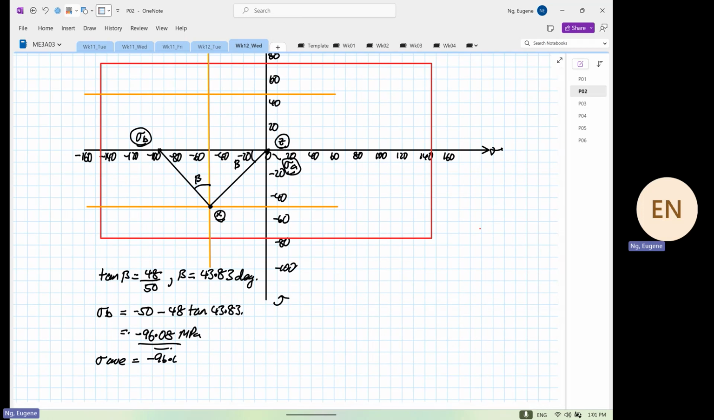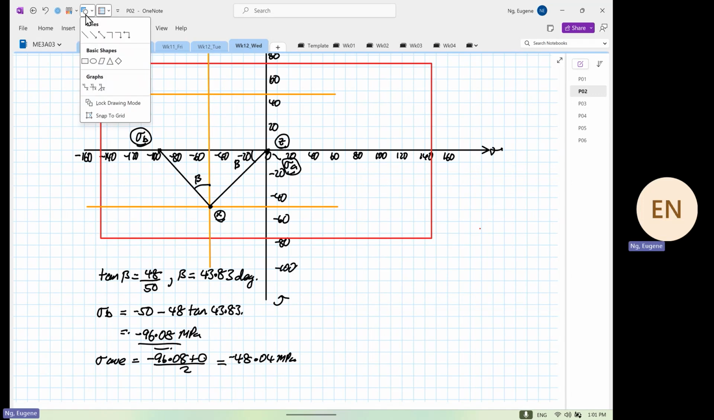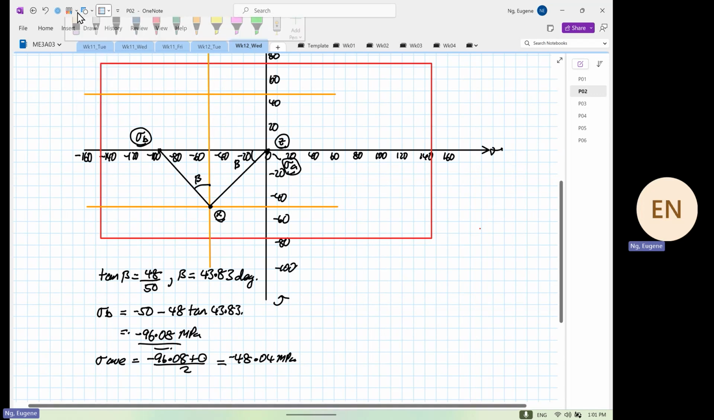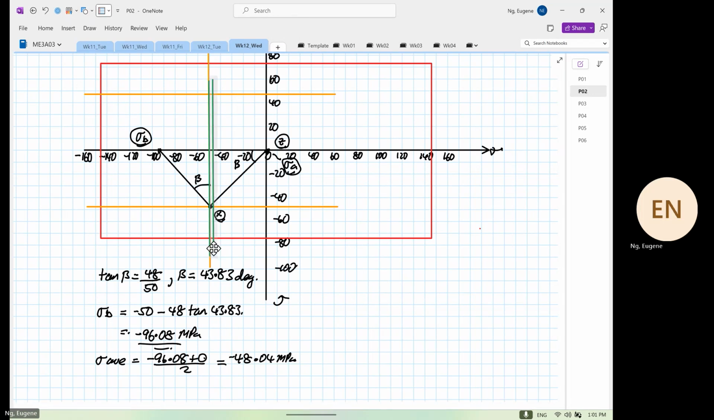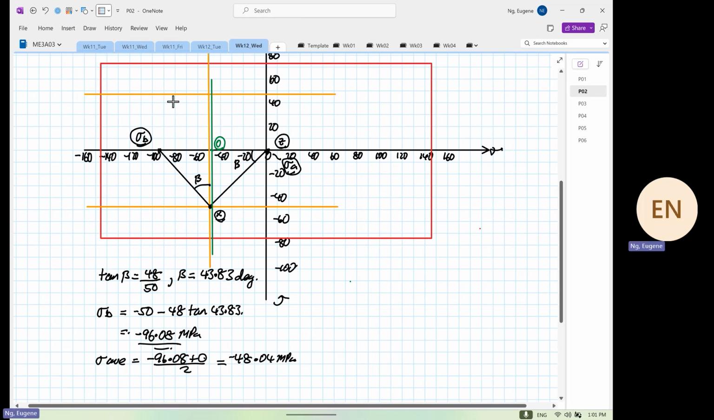Stress average is equal to minus 96.08 plus 0, divided by 2. 96.08 divided by 2 is equal to 48.04, so minus 48.04 megapascal. So our stress average, the green line, is at minus 48, slightly offset from the orange line. This is where minus 48 is. The radius for this case is also 48, so this is our point O. And then we draw one circle now, slightly up to 0.